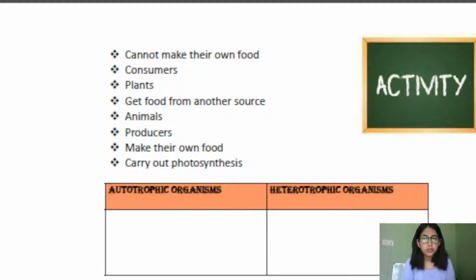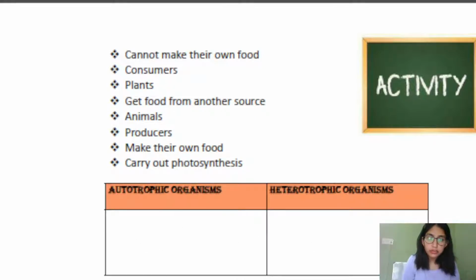And consumers, who will be consumers and where do they belong in this table? They should be here or here. Yes. So consumers are those basically who are consuming others to get the nutrition. As we have also discussed, those who are dependent on others and cannot make their own food will be under heterotrophic organisms. So consumers will come under heterotrophic organisms only.